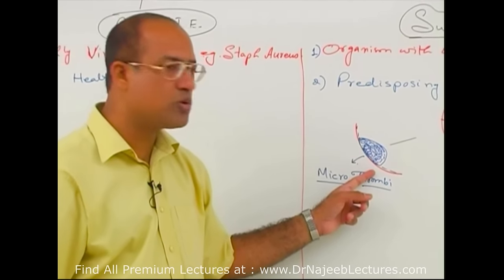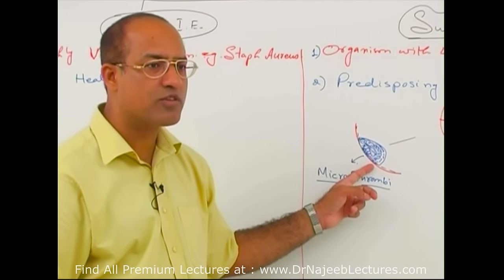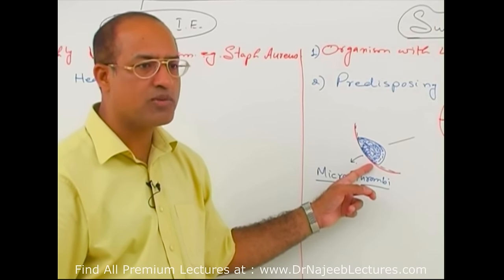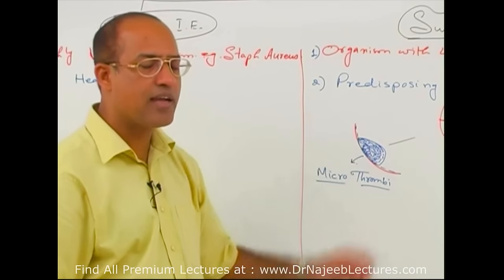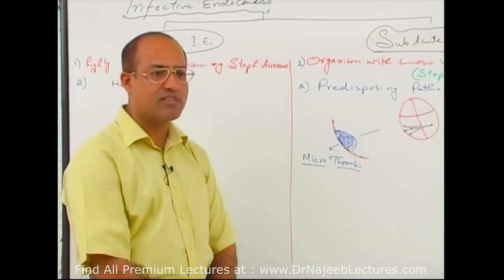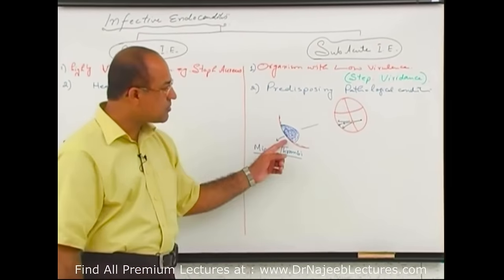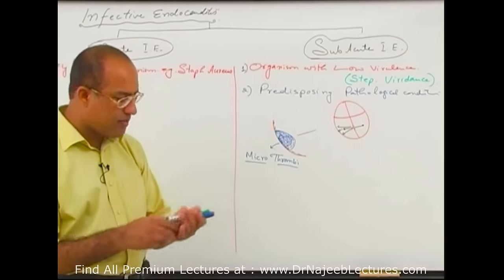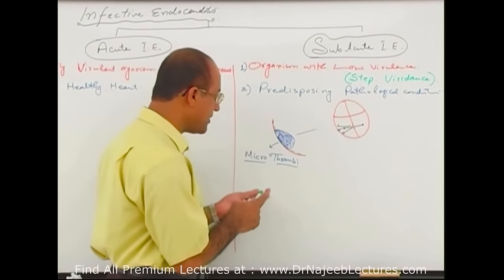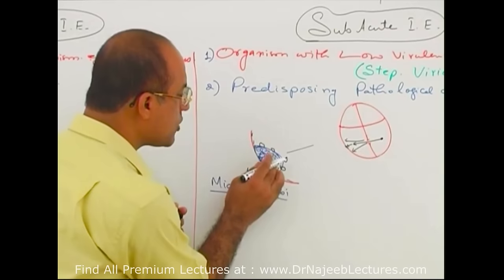Because, as I told you, everyone develops bacteremia. But in a normal person, when bacteria are passing through the heart, they are eliminated. Or within the circulation, they are eliminated. And even if bacteria reach the heart in a normal person, bacteria with low virulence cannot bind to endocardium. But when endocardium is having such microthrombi, bacteria will stick on them. What will happen? Bacteria will stick on them. And then bacteria will go into a deeper area.